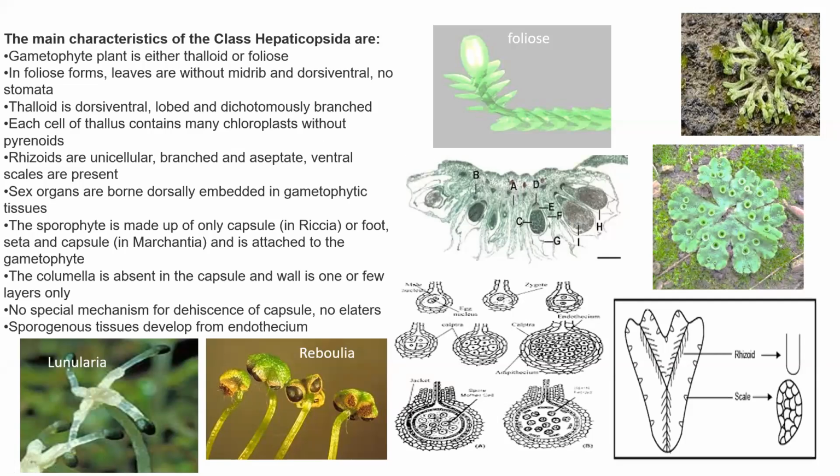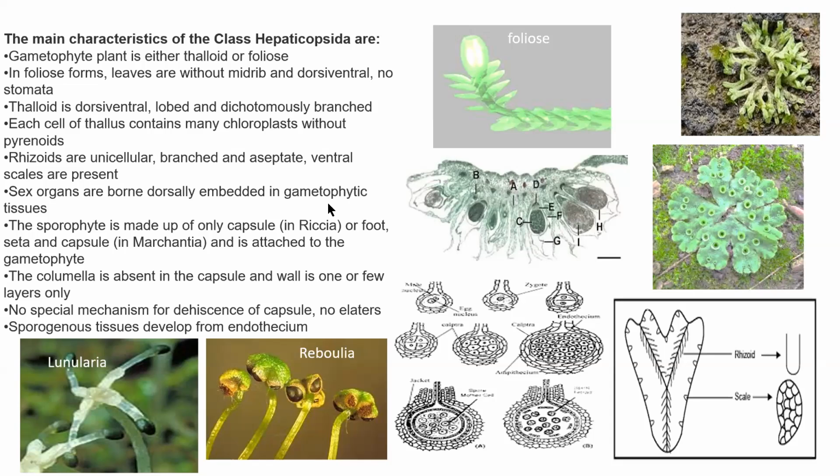Normally the bryophyte anatomy is divided into two main parts. The upper part containing chlorophyll is the photosynthetic region, and the lower region is the storage region. That is how the anatomy is arranged in bryophytes. The cells of the thallus contain chloroplasts without pyrenoids.